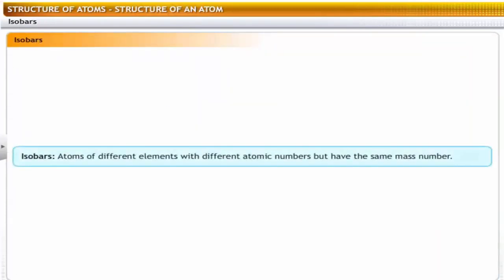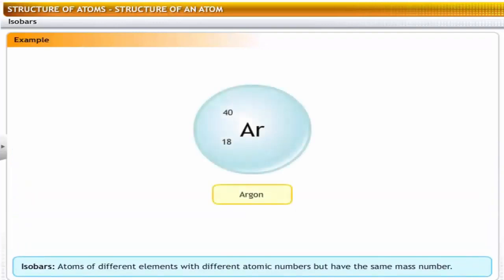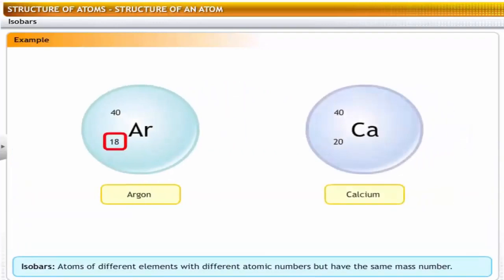In some cases, it is also possible that atoms of different elements, having different atomic numbers, may have the same mass number. Such atoms are called isobars. For example, argon with atomic number 18 and calcium with atomic number 20. The number of electrons in these atoms is different, but the mass number of both these elements is 40.